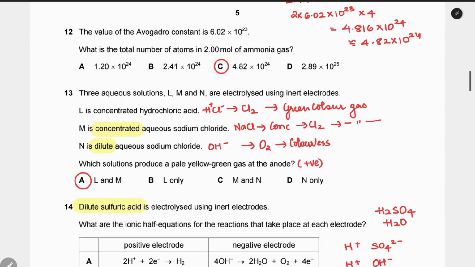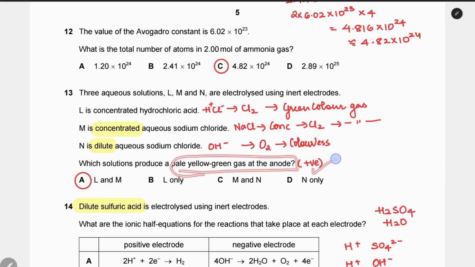Three aqueous solutions L, M, N are electrolyzed using inert electrodes. So inert electrodes are given to us. L is a concentrated hydrochloric acid, M is a concentrated aqueous sodium chloride, N is a dilute aqueous sodium chloride. Which solution produces a pale yellow-green gas at the anode?